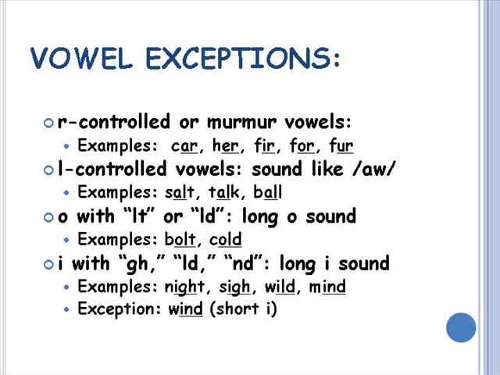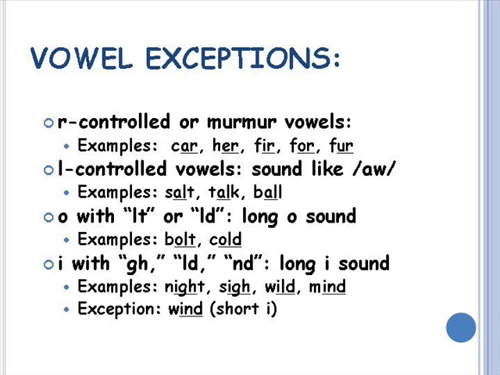Let's briefly cover 4 of the vowel exceptions. When only one vowel letter in a one-syllable word or syllable is followed by R, the vowel will be affected by that R. These are called R-controlled or murmur vowels. Examples are shown here.